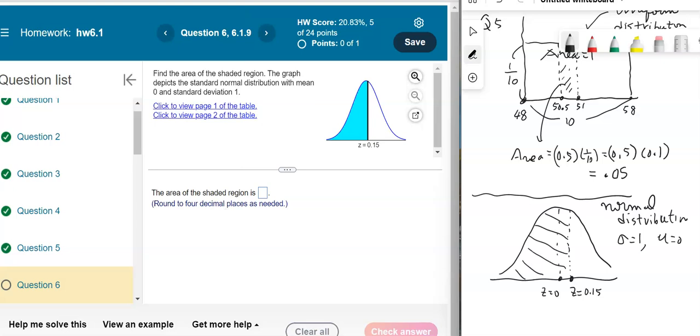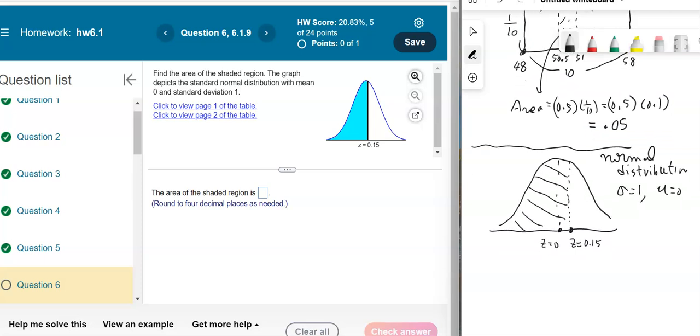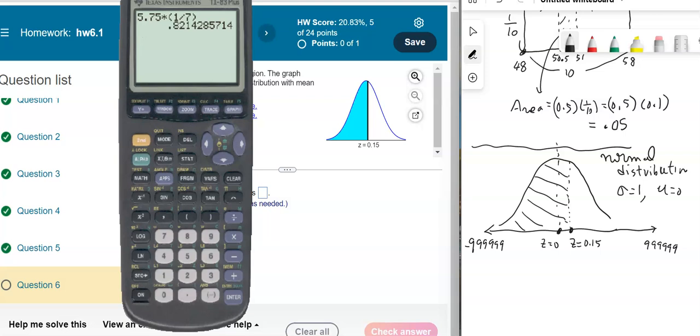Okay, so now this point is 0. All the way over there is negative 999, 999. Over there, all the way is positive 999, 999. Actually, more 9s is okay. Now in the middle is 0. So we like to shade the area. Now to find this area, you use a calculator. If you use the TI, click second VARS, and then you see normalcdf.